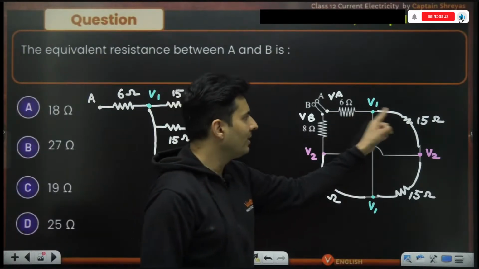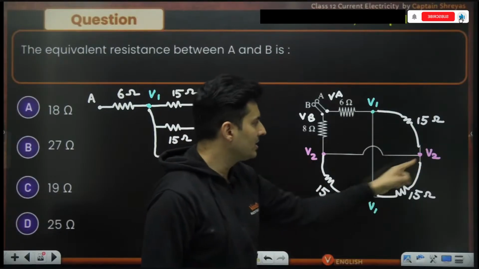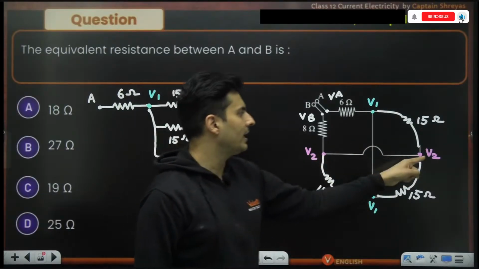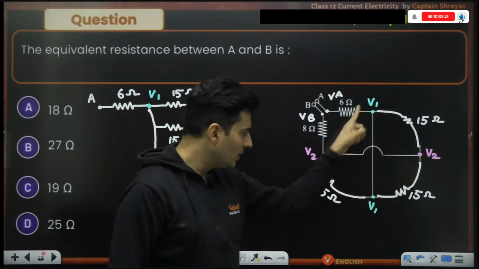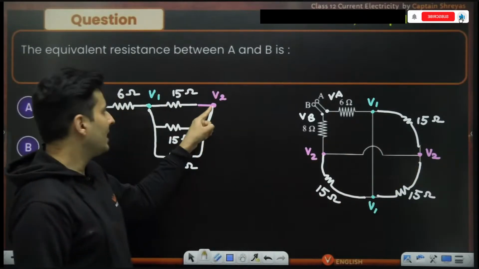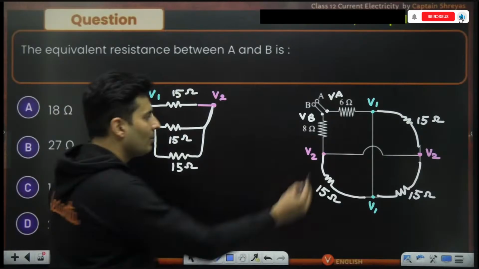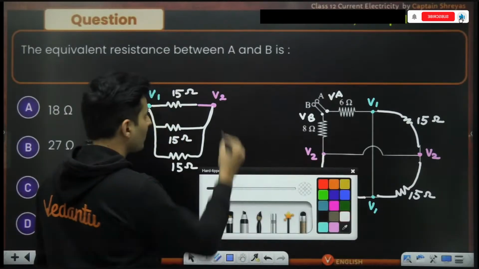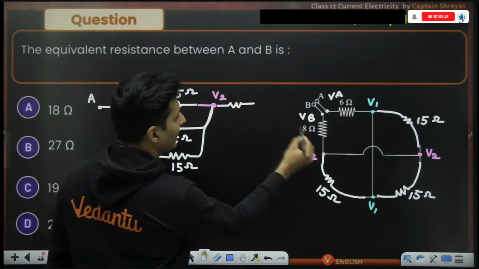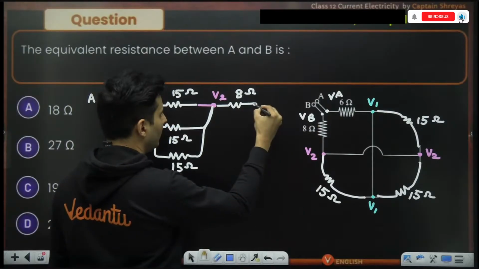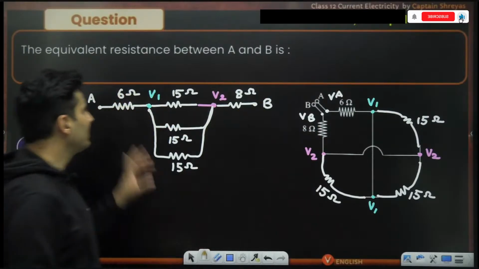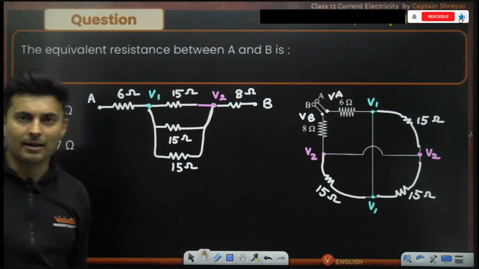So from V1, this, and this are all connected to V2 only. This is also V2, this is also V2, and this is also V2, which I have combined into a single point. But this V2 proceeds ahead with another 8 ohm resistance, and it is connected to point labeled B. So this is the equivalent diagram.